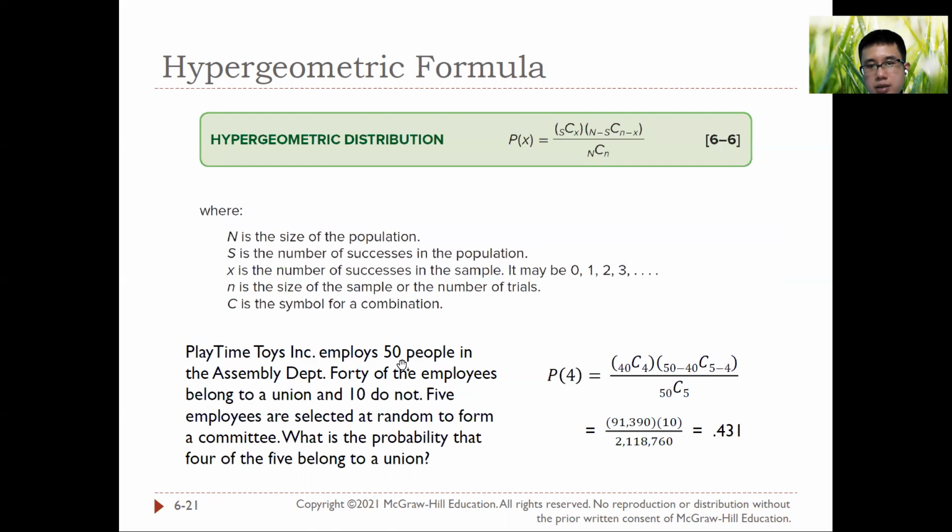And here is the general formula of the hypergeometric distribution. Suppose that our possible value is little x here. The probability is this: combination of big S choose little x. Here, I'm sorry, before that, let me illustrate first.